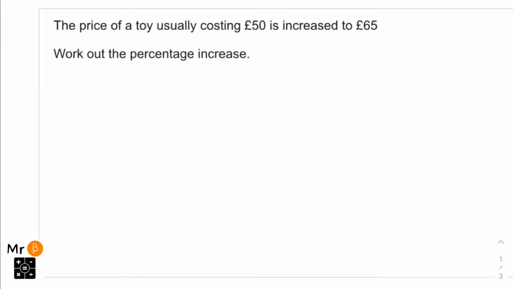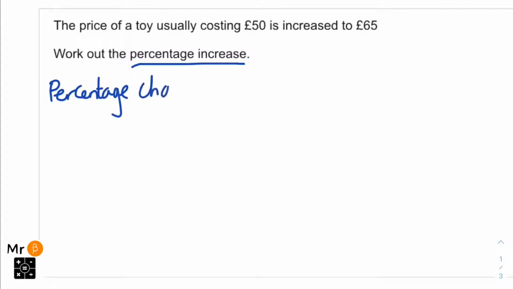This topic, we're looking at percentage change. So percentage change can either be an increase or a decrease. So here, because the price has gone up, we're trying to work out this percentage increase.